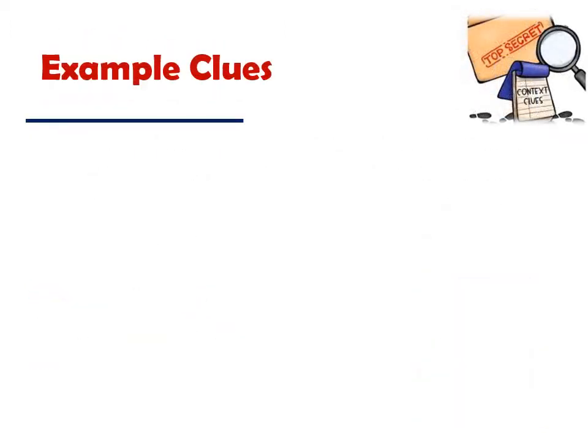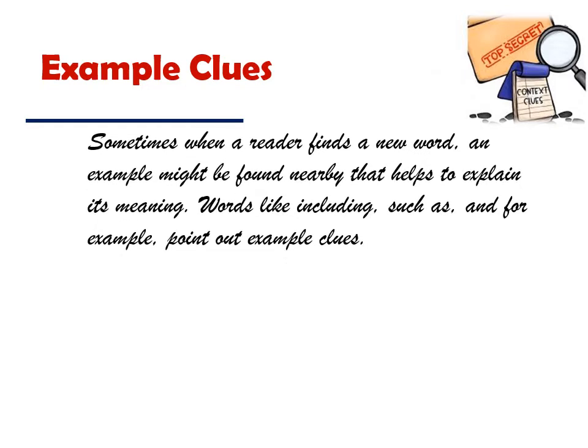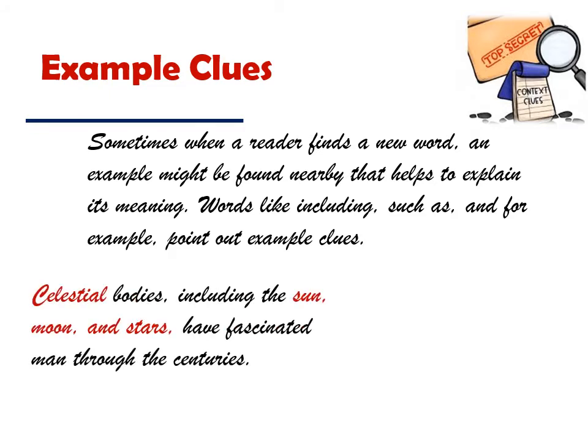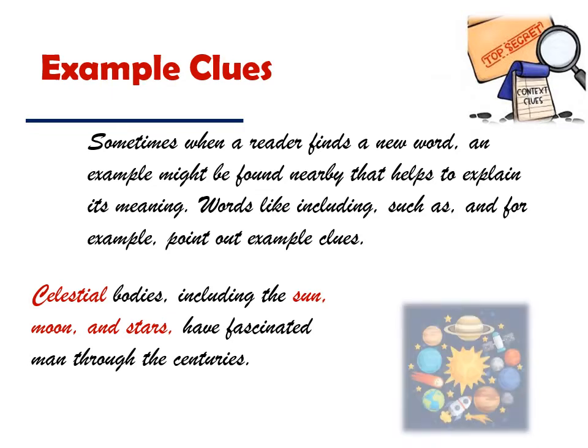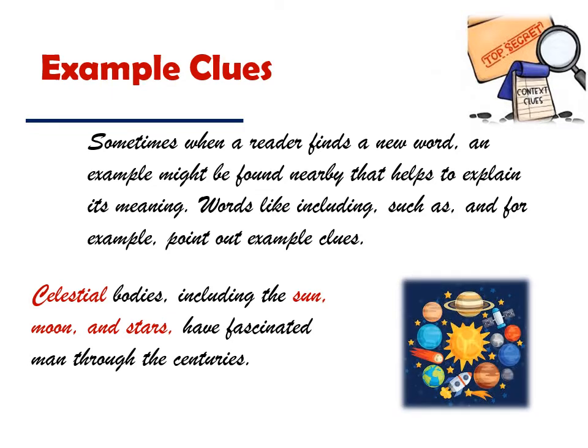Number 2. Example clues. Sometimes, when a reader finds a new word, an example might be found nearby that helps to explain its meaning. Words like "including," "such as," and "for example" point out example clues. For example, celestial bodies, including the sun, moon, and stars, have fascinated man through the centuries. In here, celestial objects are those in the sky or heavens.